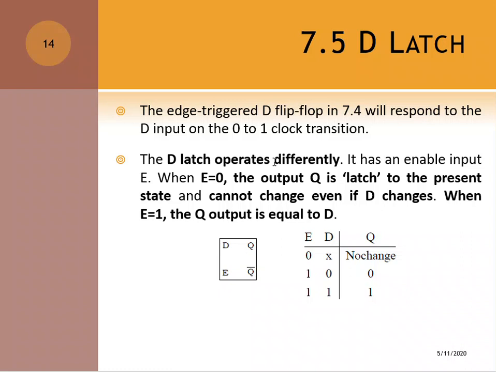if E is 0, whatever change in D doesn't affect Q. But if E is activated, E equals 1, Q will follow whatever change in D. So that means if E is 0, no matter whether D is 0 or 1, Q will not change. But if E equals 1, let's say E equals 1 and D equals 0, Q will be 0 also. E equals 1 and D equals 1, Q will be 1 also because E is enabled. So we are going to see the example.